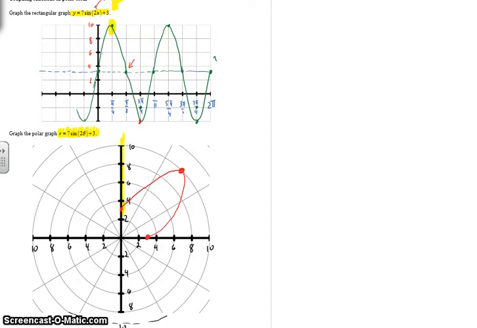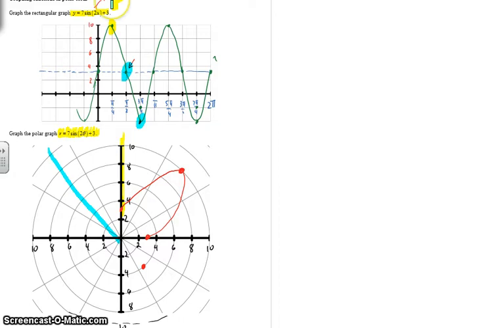All right, here's where it gets more complicated. So we just plotted this point. The next point is 3 pi over 4, negative 4. So 3 pi over 4 is right here. But since the distance is negative, we're not going to go along this path. We're going to go the opposite way. So this point, 3 pi over 4, negative 4, is right here.